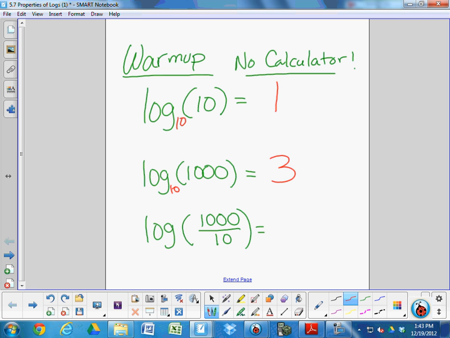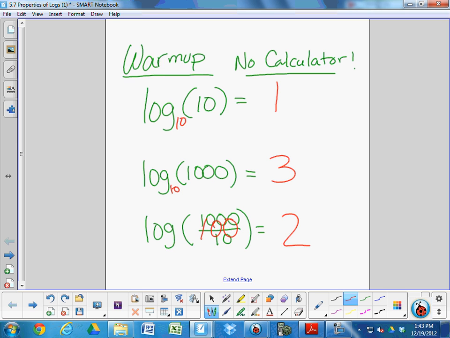3. Now, be very careful with this next one. What is 1,000 divided by 10? 100. So the answer is 2. Is there any significance between 3, 1, and 2?